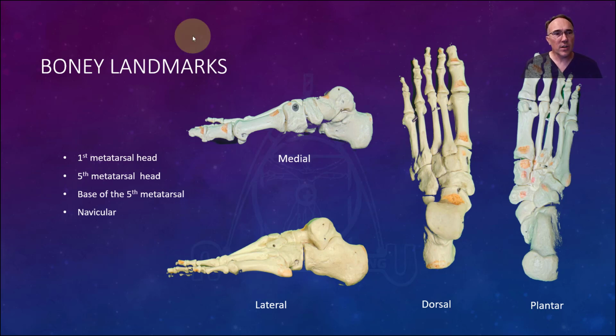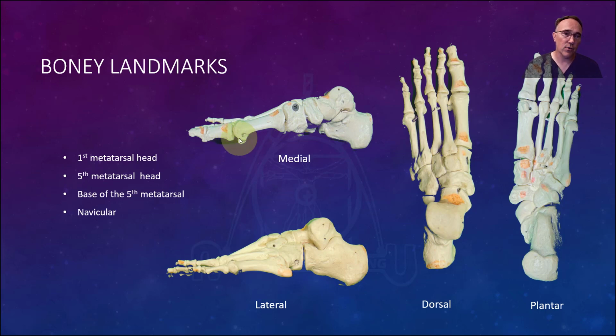So now we have the bony landmarks associated with the foot. The first one we're going to start with is going to be the 1st metatarsal head. And so the 1st metatarsal head is right here. This is the medial side of the foot. You can see here's the calcaneus, we have the talus, we got the navicular, 1st cuneiform, our metatarsals, and the head is the part that actually touches the ground.